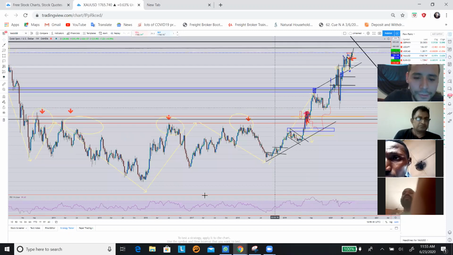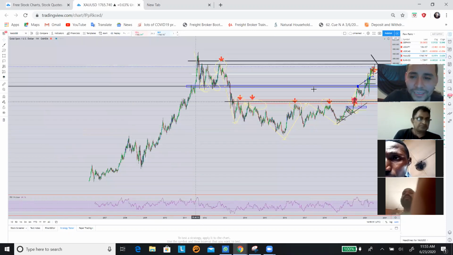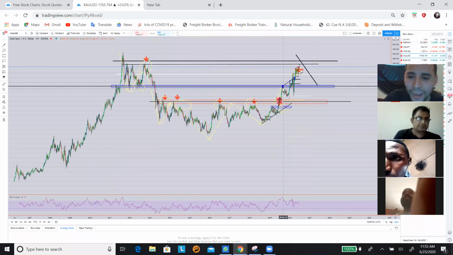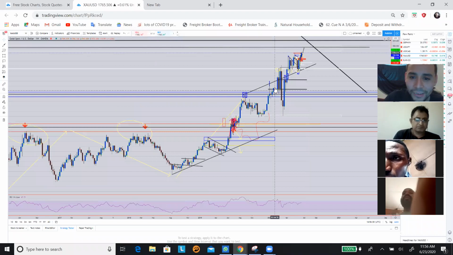Where I said price will stumble right here, right? It stumbled right here. We got a retracement down. It stumbled right here, but guess what? We broke out of it right here. Again. Broke out of it right here. A retest down here. Boom.